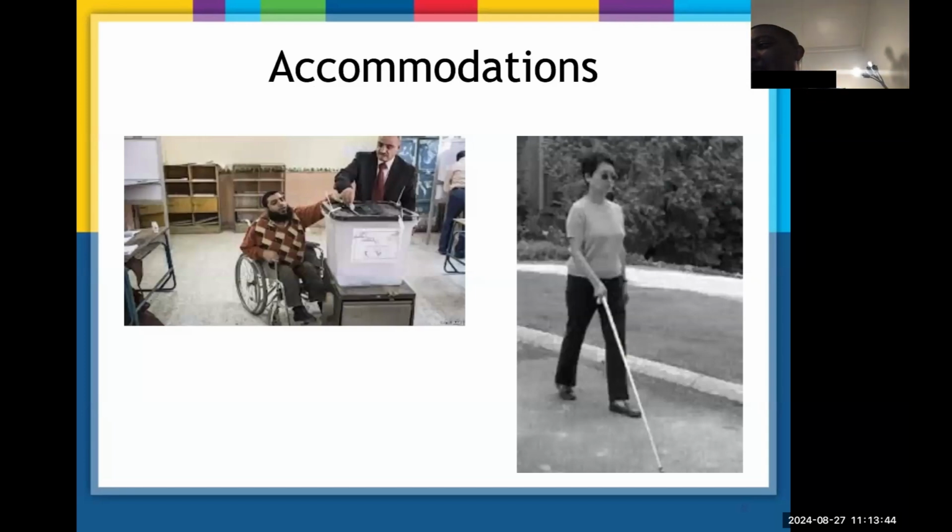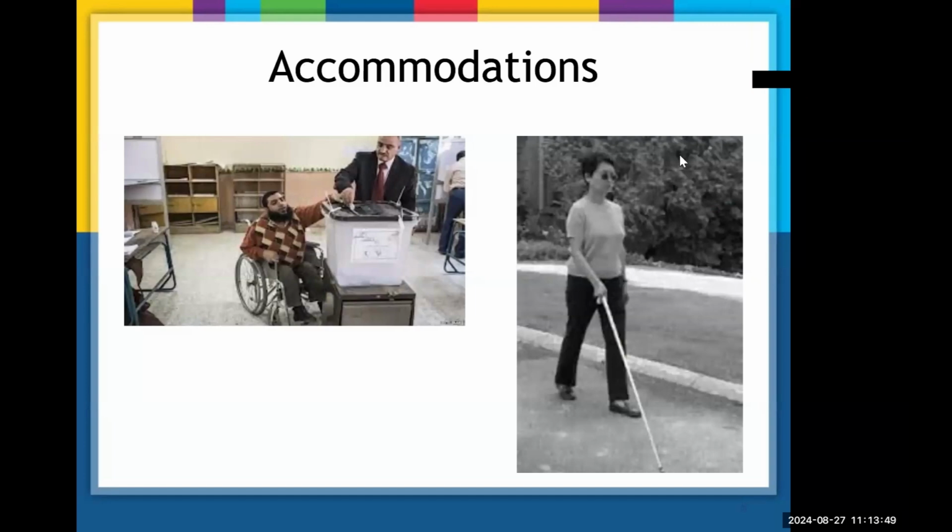Does anyone know what accommodations are? Is it considered like tools or resources that can be used to assist you in completing a task? Yes. Some people can vote at their polling place without any accommodations, but other people might need accommodations. So what are accommodations? Maybe your voting ballot is in Braille if you are vision impaired. Yes.